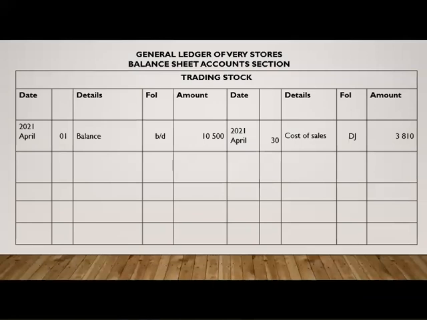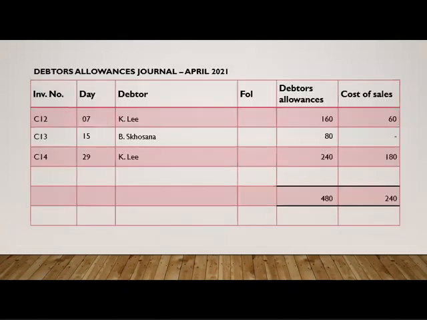But before that, I will increase my trading stock account by the cost price of goods that were returned. I will write this as cost of sales that comes from the DAJ, and that is the total of your cost of sales column in the DAJ. And the total of your cost of sales column in the DAJ is 214.